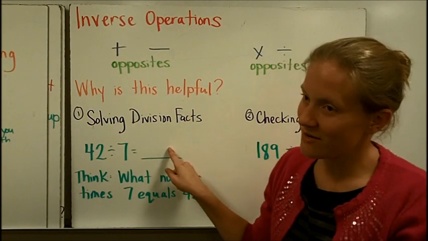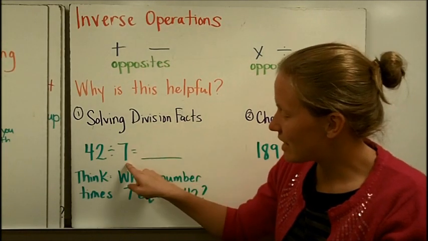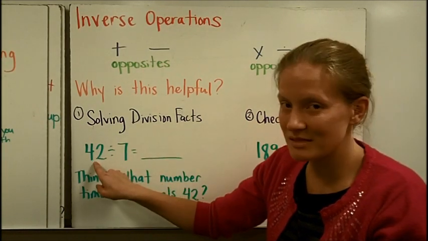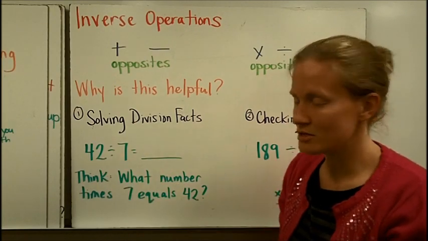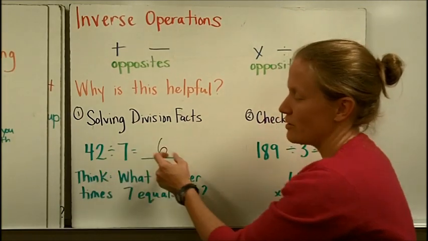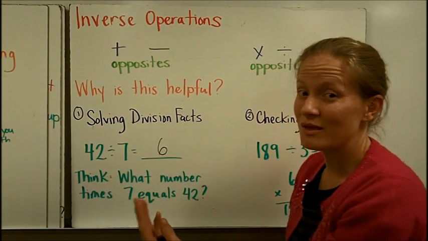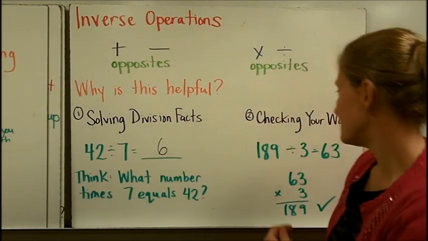inside dividend, outside divisor, up top quotient. See, that song is so helpful. The quotient times the divisor should give us the dividend. So I'm going to think, what number times 7 would give me 42? Well, the answer is 6. So whenever you get a fact, you can always try to think backwards, because we know that multiplication and division are opposites or inverse operations.